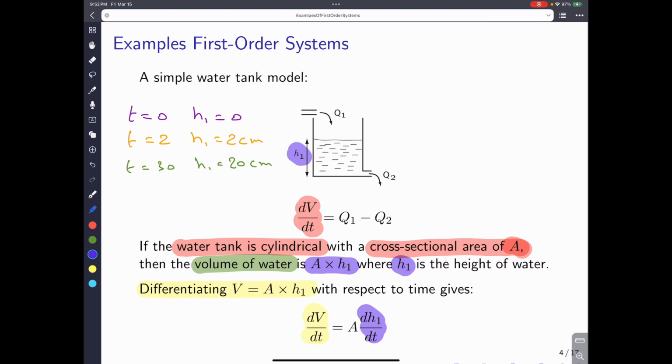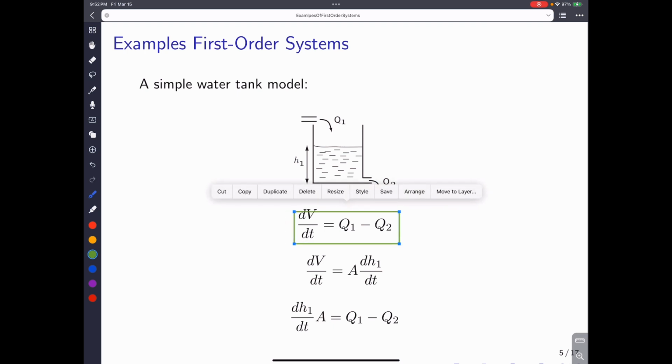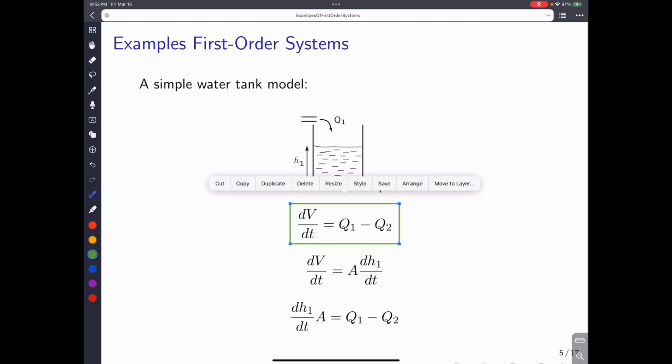Okay, so now we've got this equation. We're going to use this as follows. So first of all, that's the first equation I've got. I didn't like that. Let me get rid of that. That's the first equation, this one here. And the second equation we just had was this one.